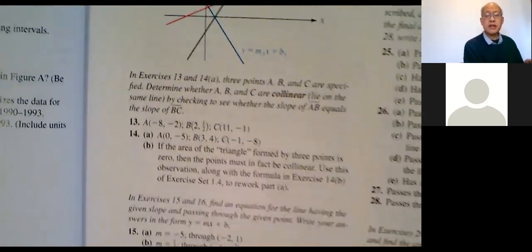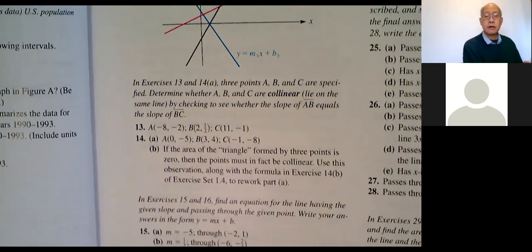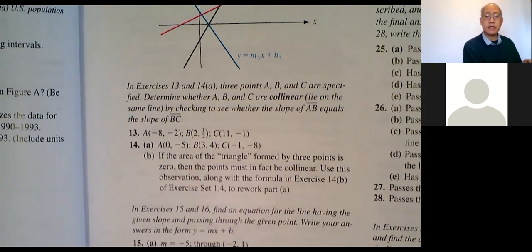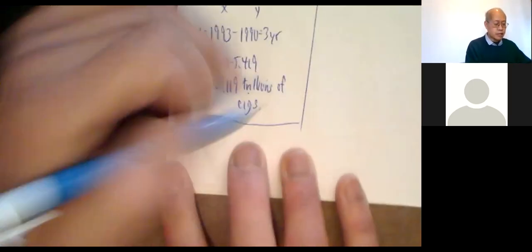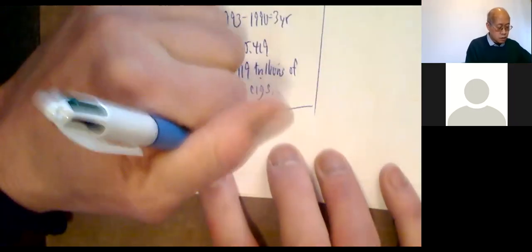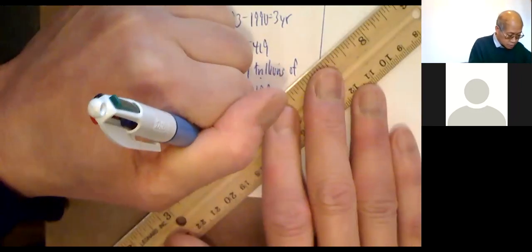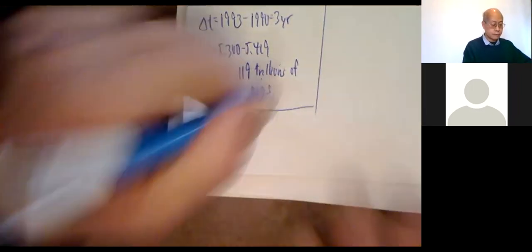Okay, 13, I think you can figure out. I'll just talk about it. They asked if the 3 points are collinear. Collinear means they lie in the same straight line. I wasn't going to do it, but let me just talk about it quickly. Suppose I just randomly put down 3 points like this: A, B, C.